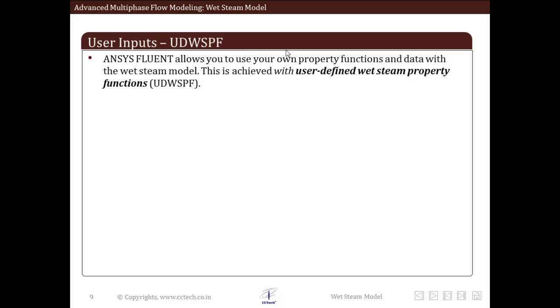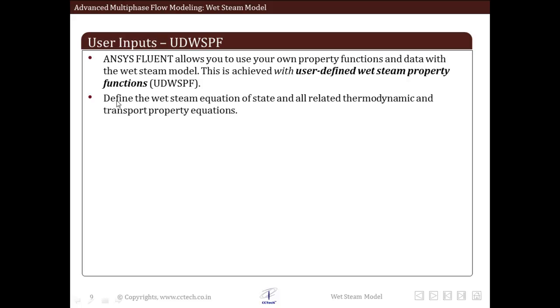Fluent allows you to use your own property functions and data with the wet steam model. We can do this by uploading or compiling the user-defined wet steam property function, or the UDWSPF. We define the wet steam equations of state. So basically, these user-defined property functions are to define the wet steam equation of state and all the related thermodynamic data and transport property equations. All this data is contained within the UDWSPF.